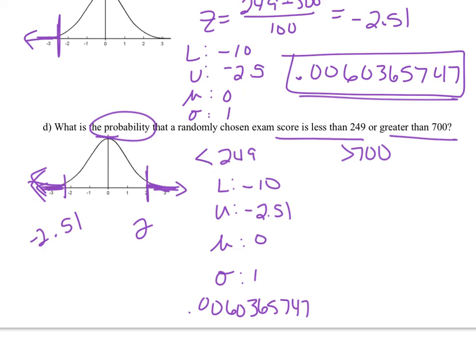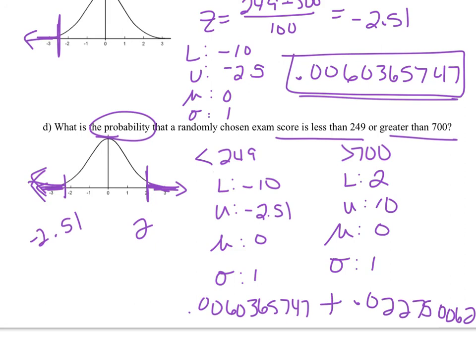We get greater than 700, so the lower bound is going to be our 700 z-score, which is 2. Our upper bound is 10. These two are 0 and 1. So when we put these in, we get 0.0227, not a whole lot of people.